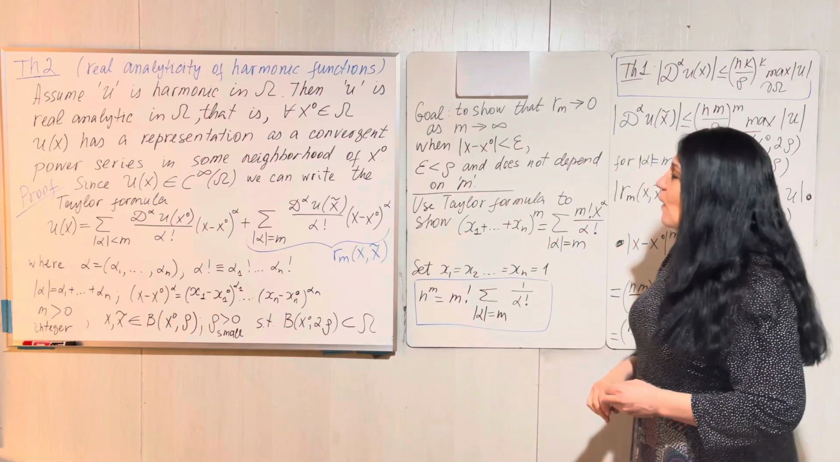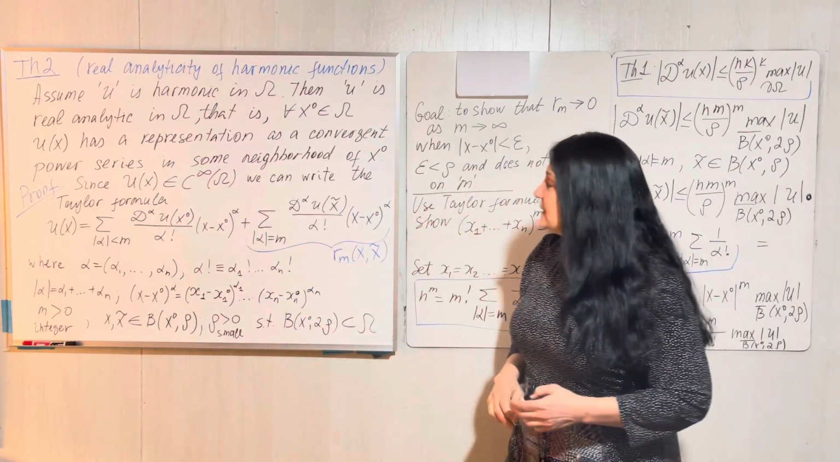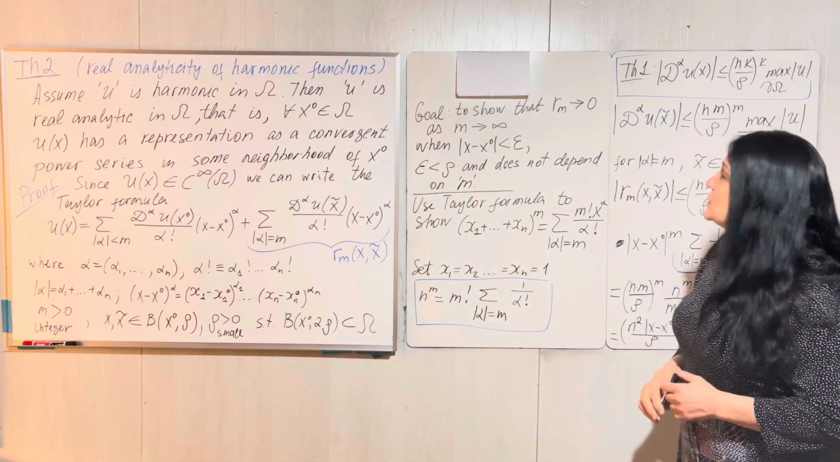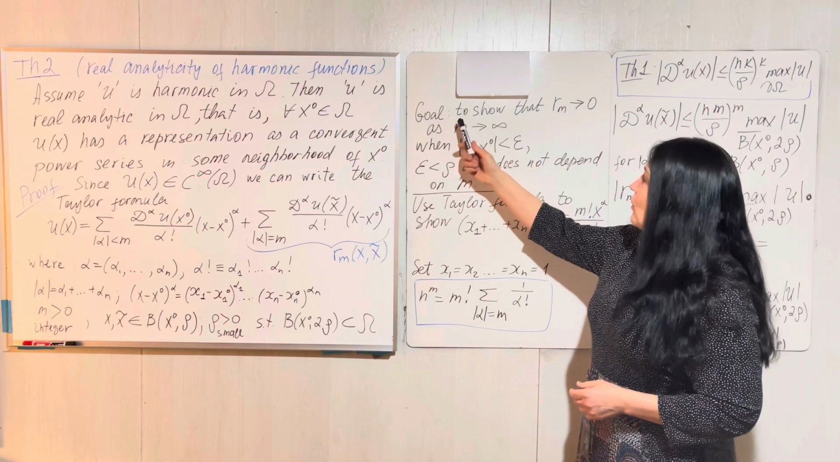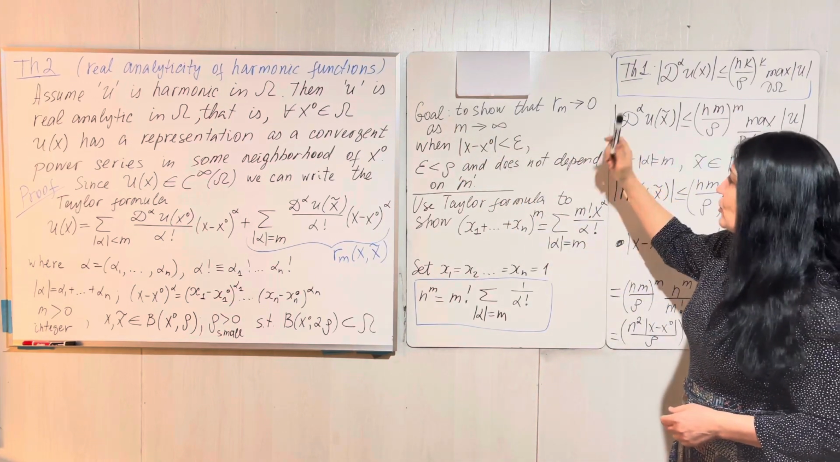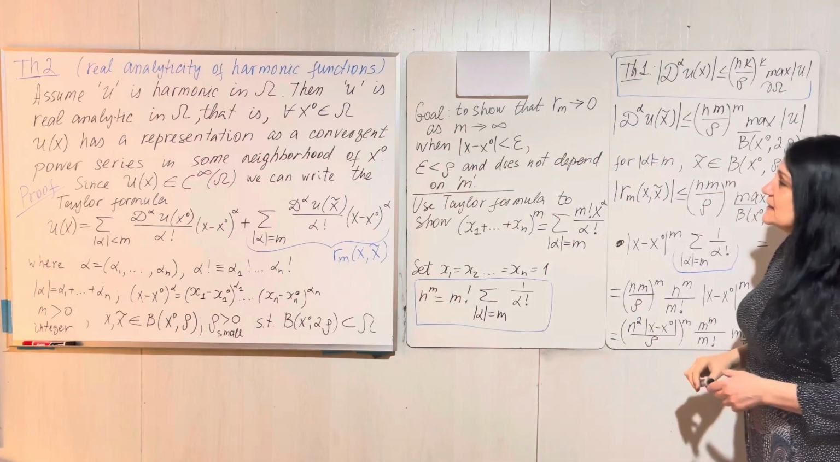And our goal is, so what does it mean? We want to show that Taylor series is convergent. We need to prove that the remainder goes to 0. So our goal is to show that Rm approaches 0 as m approaches infinity.